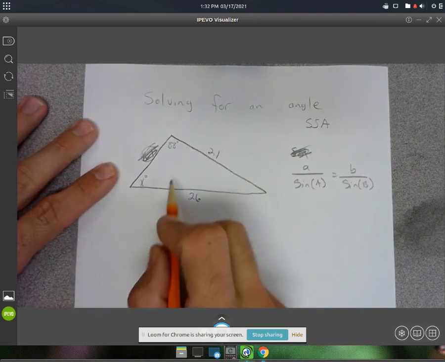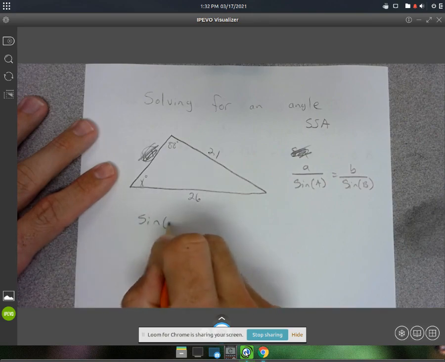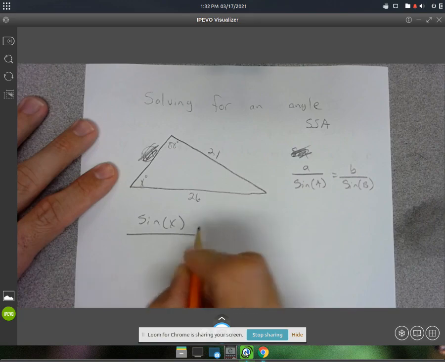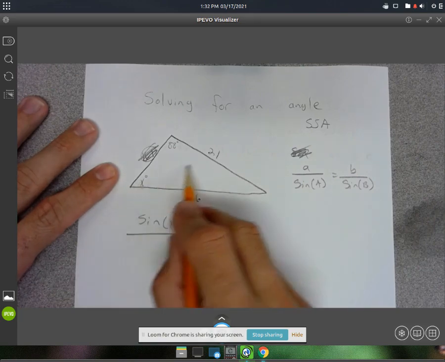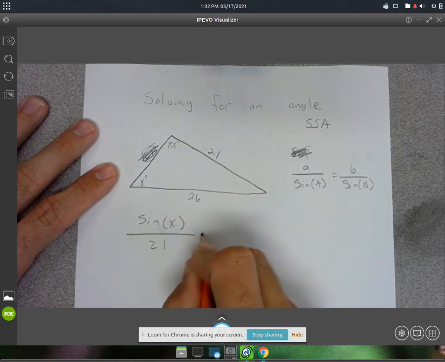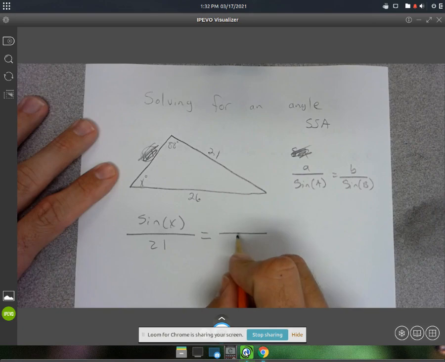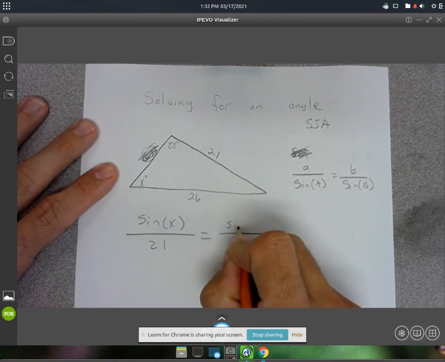So I'm going to use that to solve for x here. I'm going to do sine of x. That's going to be my top part, and that's the angle that's opposite 21. And that's going to be equal to 26 is my length down below, and that's opposite 88. So I'm going to do sine of 88 there.